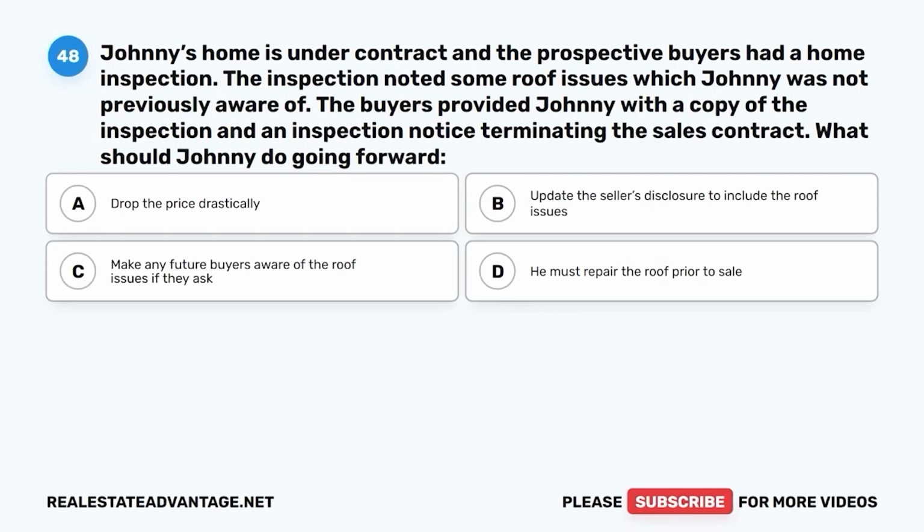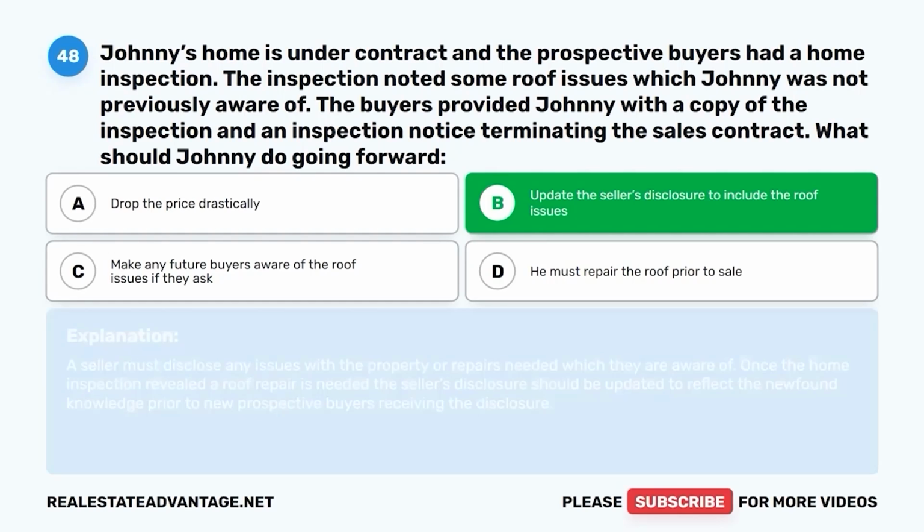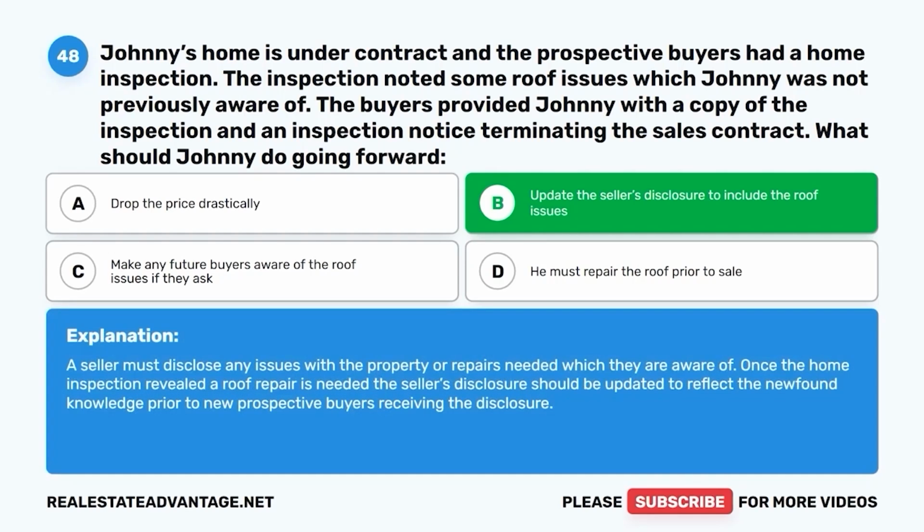A. Drop the price drastically. B. Update the seller's disclosure to include the roof issues. C. Make any future buyers aware of the roof issues if they ask. D. He must repair the roof prior to sale. The correct answer is B. Update the seller's disclosure to include the roof issues. A seller must disclose any issues with the property or repairs needed which they are aware of. Once the home inspection revealed a roof repair is needed, the seller's disclosure should be updated to reflect the newfound knowledge prior to new prospective buyers receiving the disclosure.